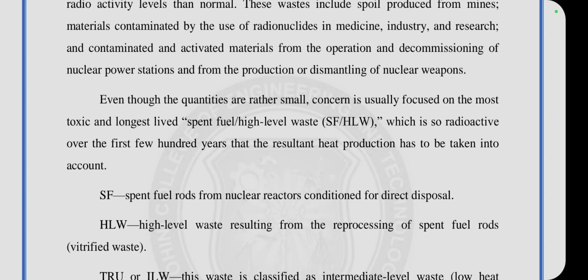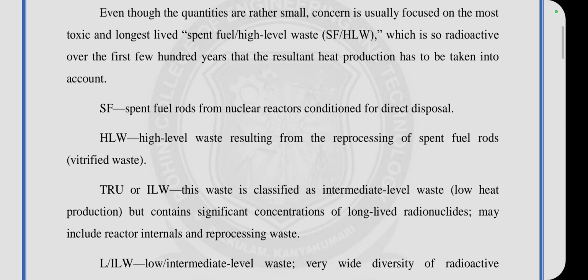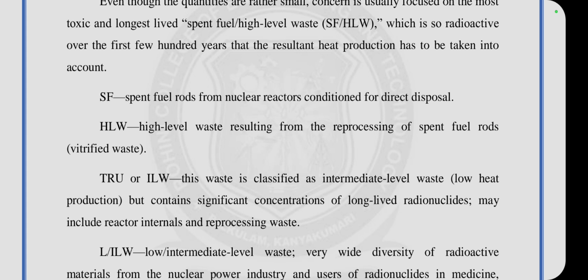SF means spent fuel. Spent fuel rods from nuclear reactors are conditioned for direct disposal. The HLW is the high-level waste resulting from the reprocessing of spent fuel rods. Then TRU or ILW, this waste is classified as intermediate level waste, called ILW. It has low heat production but contains significant concentrations of long-lived radionuclides.